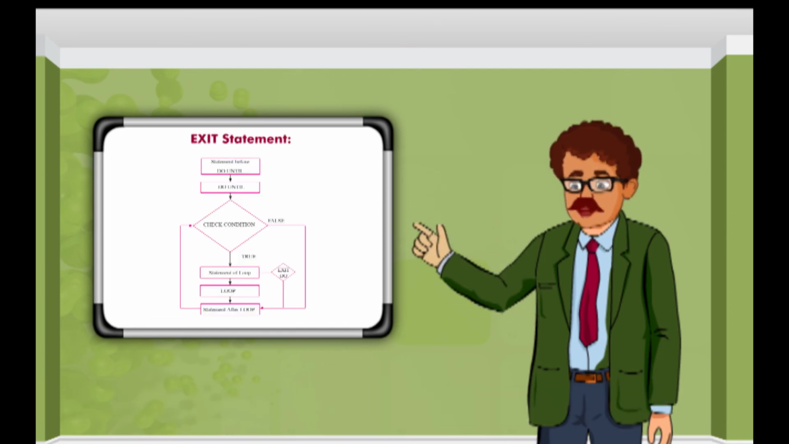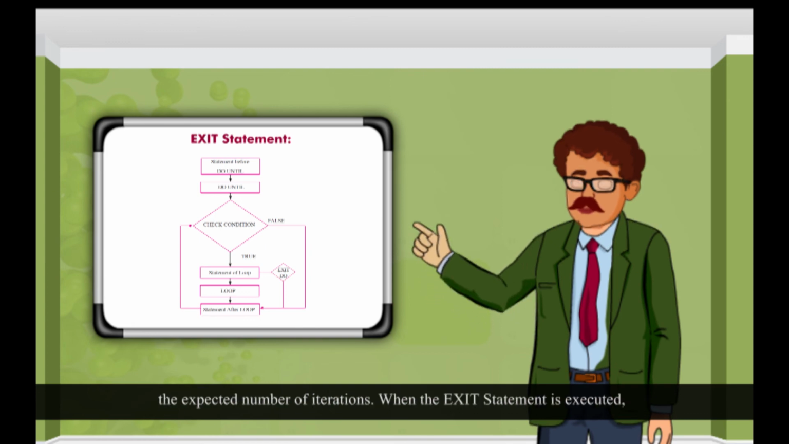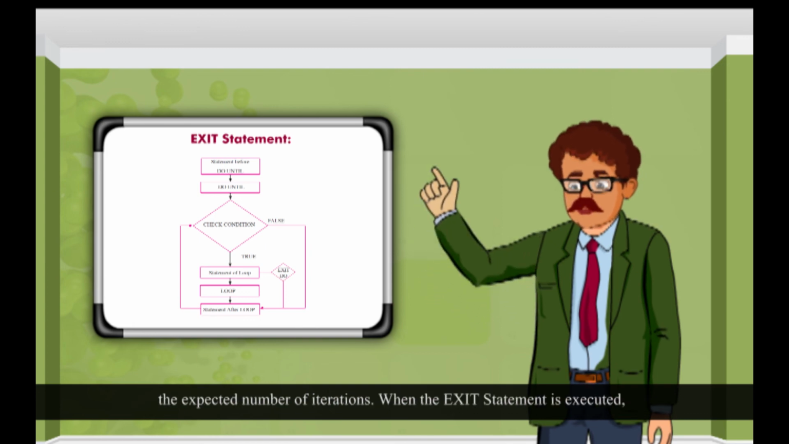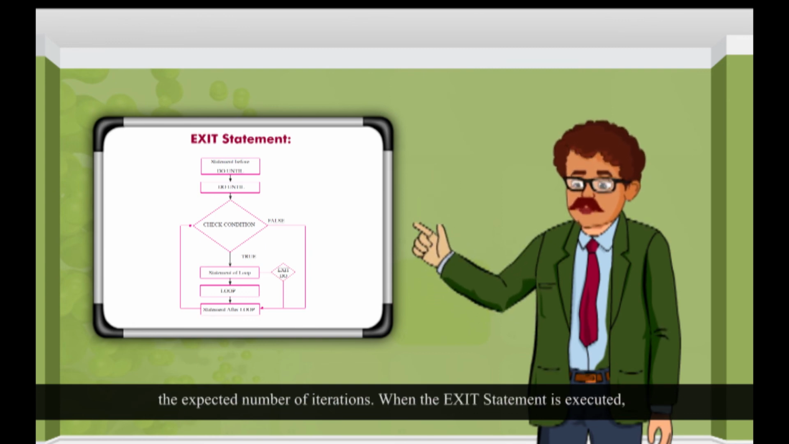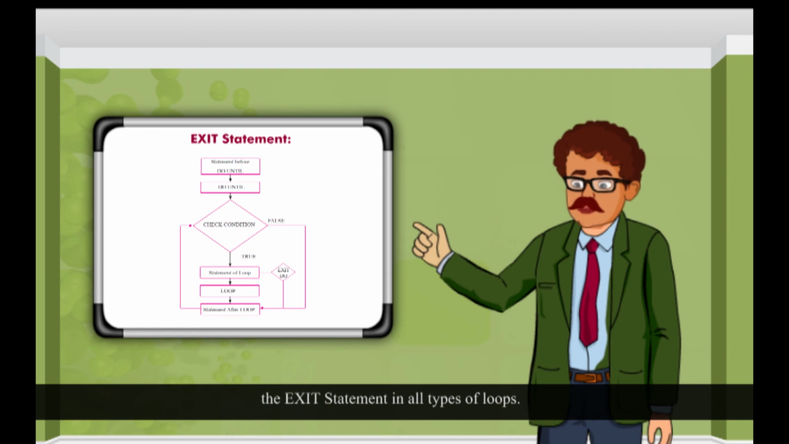Exit statement. The exit statement is used to terminate the loop based on certain criteria before the expected number of iterations. When the exit statement is executed, the control jumps to the next statement immediately after the loop. We can use the exit statement in all types of loops.